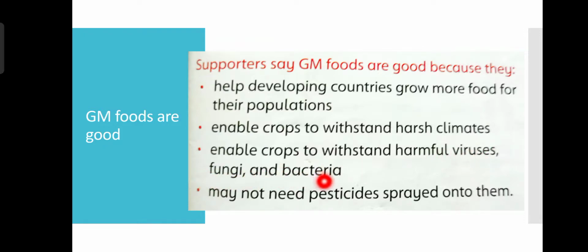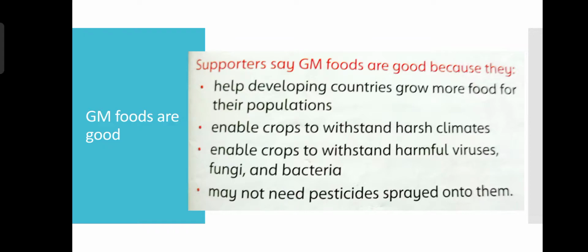Third one is enable crops to withstand harmful viruses, fungi and bacteria. Because of these GM foods, because they have genes altered, the GM foods will be able to withstand harmful viruses. If there is any attack of a virus or some bacteria or fungi, the GM foods have the ability to fight against those attacks, because they have best genes added to them. We have changed their genes, and when we change the genes, we make sure the GM food must have the best gene that can grow best.